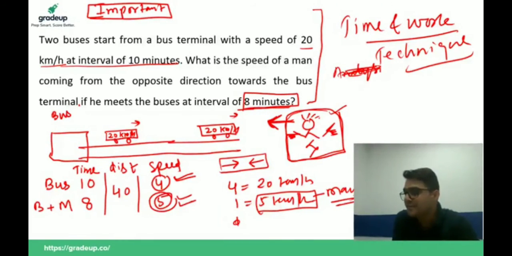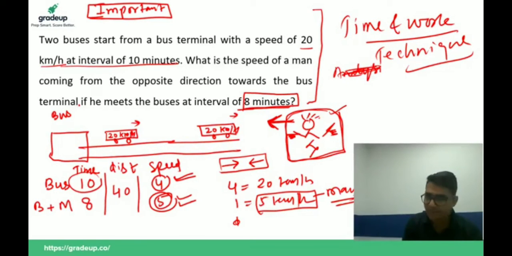Guys, this is the easiest concept to solve this type of question. If only the bus is running, then the man will meet a bus every 10 minutes. If both are running, then the man will meet a bus every 8 minutes.